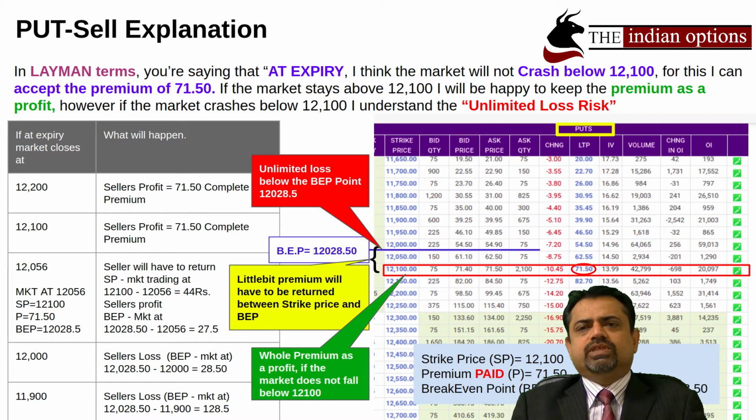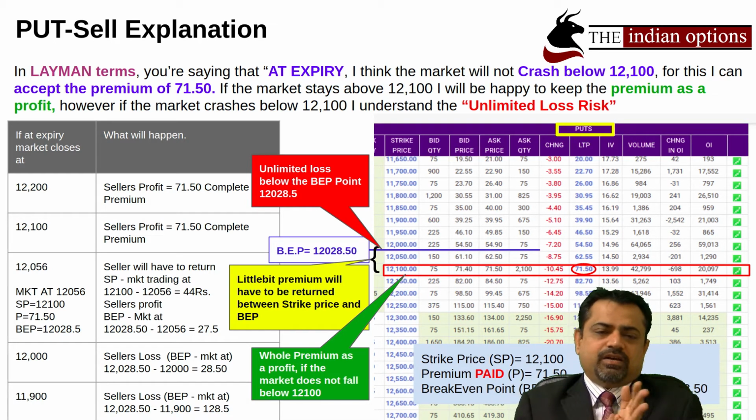Though we say unlimited, actually it's not really unlimited. The market cannot go from 12,000 to zero, right? If it goes to zero, that is a problem anyway, so it doesn't happen that way. You get a loss, but not such a big loss. But for the technicality, we have to say it's unlimited loss, right?